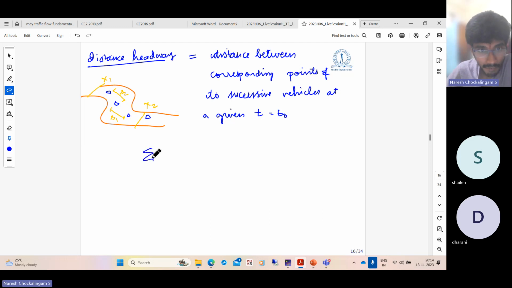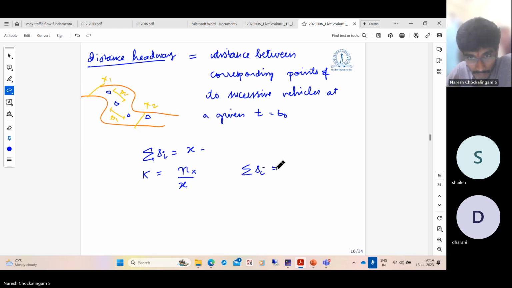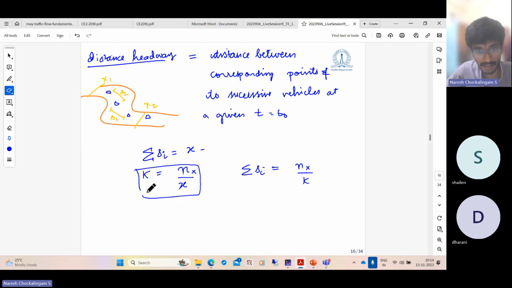So again, we can say that the sum of all spacings should be equal to the length of the road stretch, which is x2 minus x1. And we have defined density as the number of vehicles in that road stretch divided by x. Therefore, the sum of all distance headways is equal to what is x? x is nothing but n_x by density kappa. So rearrange this relation. So you get x is equal to n_x by density.